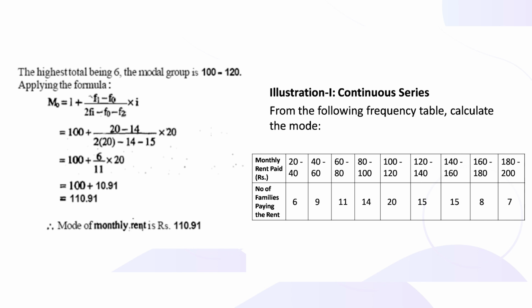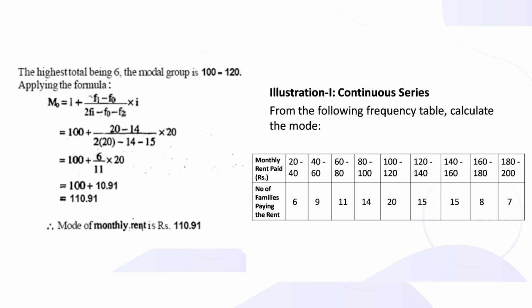Now we want F2. What is F2? The frequency of the class succeeding the modal class. The modal class is 100 to 120, and the class succeeding it is 120 to 140. That is 15. Next, i is the class interval. What is the class interval? The class interval is 20. Apply the formula now. After calculation you will get 110.19. So 110.19 lies in the modal class. So this is the modal value.